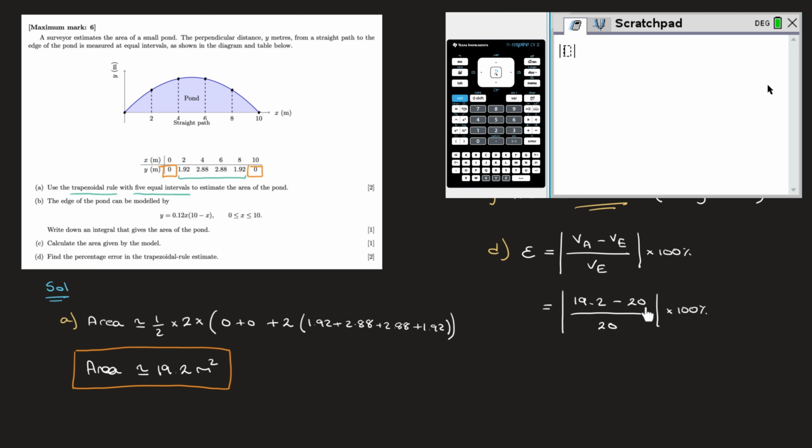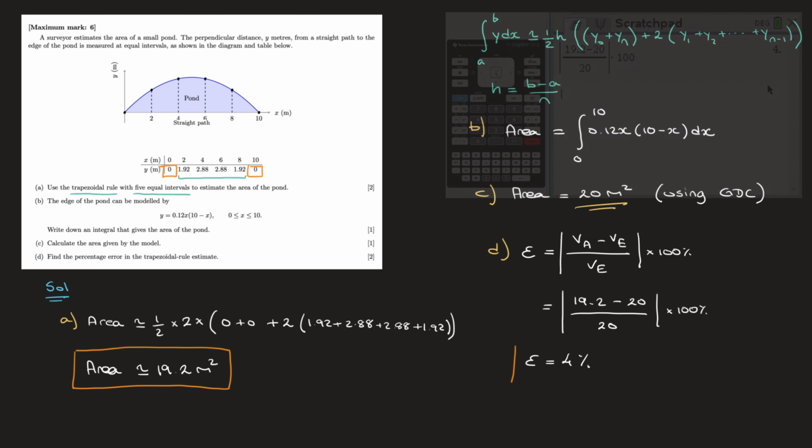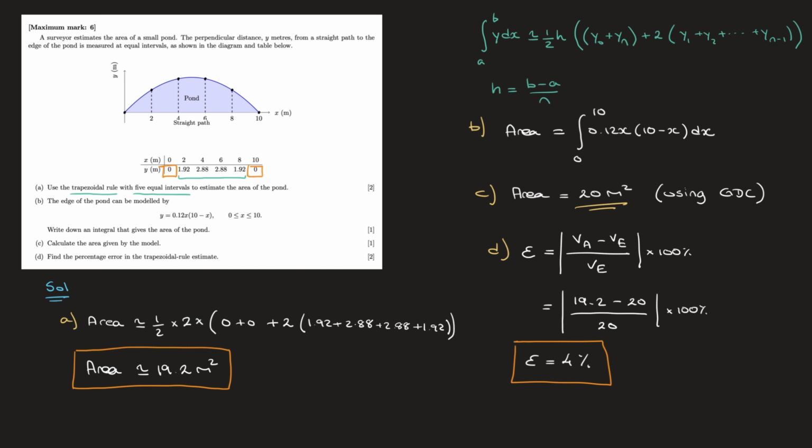Next, I'll type 19.2 minus 20, that's in parentheses. I exit the parentheses and I divide that by the denominator here, which is 20. So I type my 20, and now I exit the absolute value, and I type times 100. So I quickly do that, that's times 100. I'm now happy with all of that, and I click on Enter. And we're done. We can see that the percentage error that we're making is equal to 4, and that's 4%. And in fact, I'll go ahead and box that final answer. And there we go. That's it for this typical IB exam question involving the trapezoidal rule.